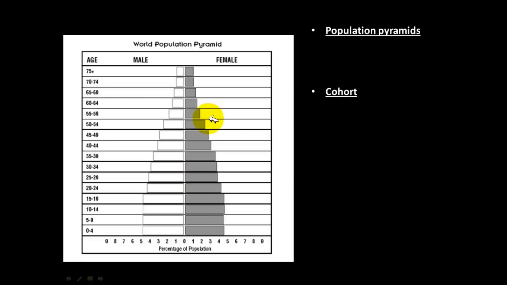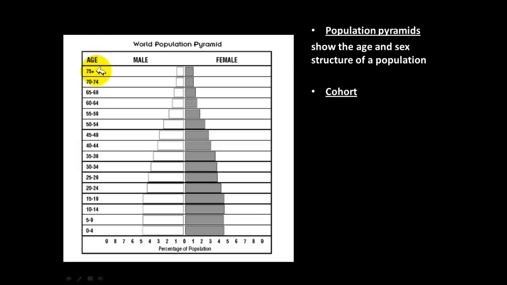Population pyramids. Bam. All right. What are population pyramids? They're tools that are used by demographers and geographers, which are people who study geography and populations, to show trends within a given region or area's populations. Getting into it a little deeper, population pyramids show the age and sex structure of a population. What does that mean? It just means this.